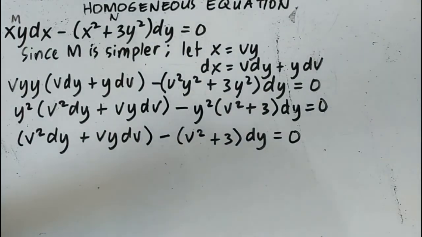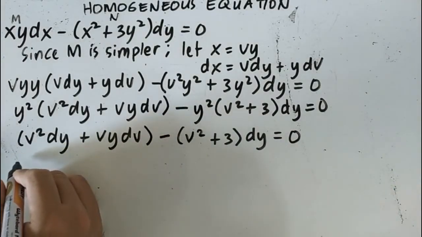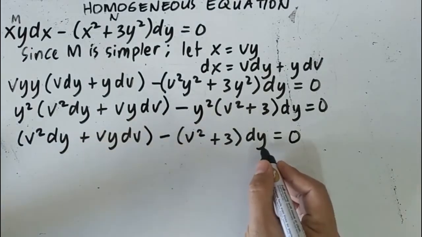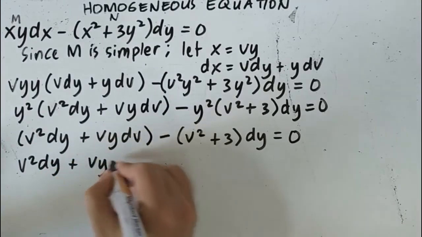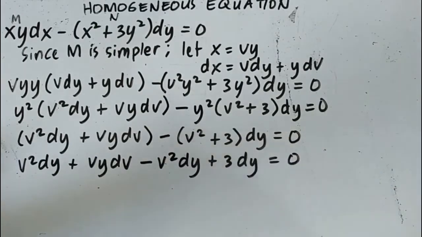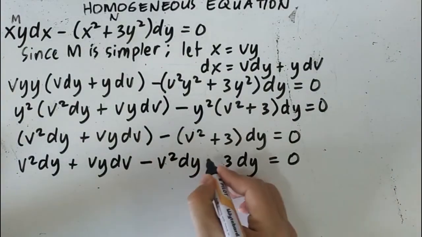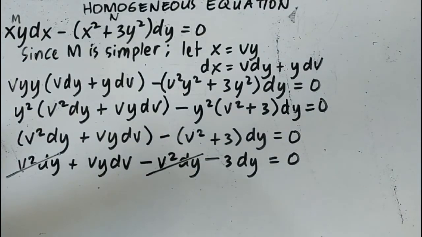Now, the next step would be to separate the terms. We group the terms depending on their derivatives. So we have v squared dy plus vy dv minus v squared dy plus 3 dy equals 0. Since this is, by the way, negative, we can see that we can cancel out v squared dy immediately. And what is left is vy dv minus 3 dy equals 0.